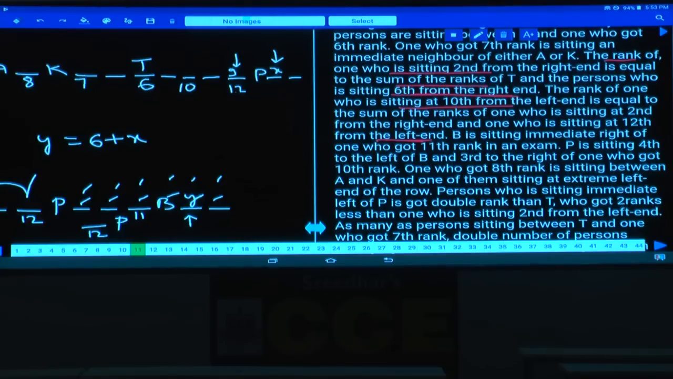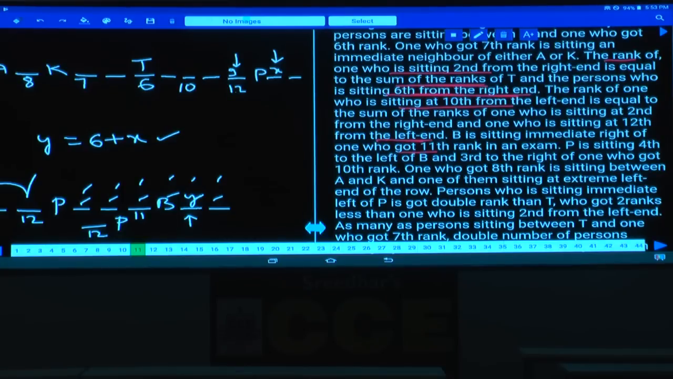Then afterward, B is seated to the immediate right of the one who got 11th rank. Now the rank of the one who is seated second from the right hand, second from the right hand is to the immediate right of whom? B, that is Y, equal to the sum of the ranks of T and the person seated sixth from the right hand. We have taken this information, isn't it? Y equals 6 plus X.